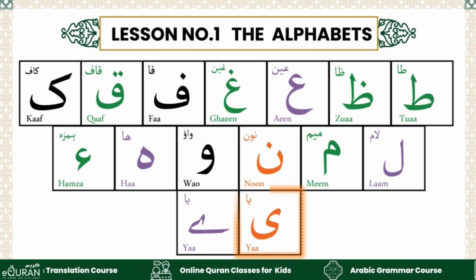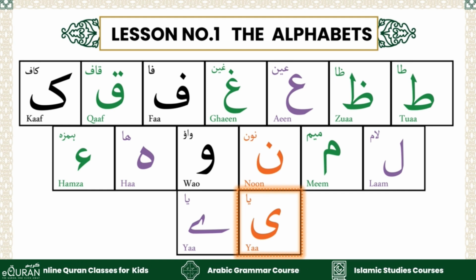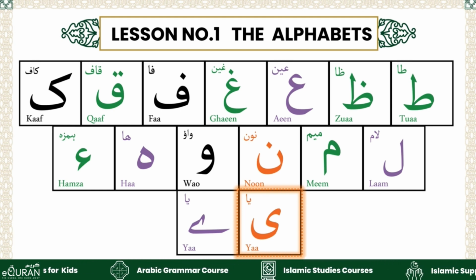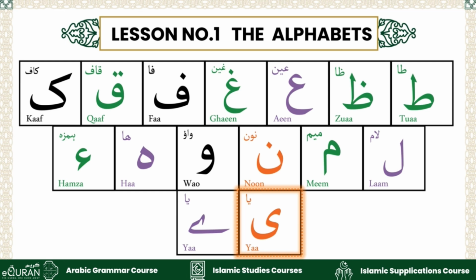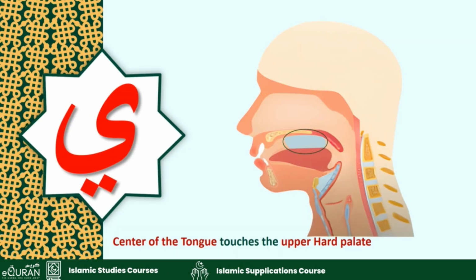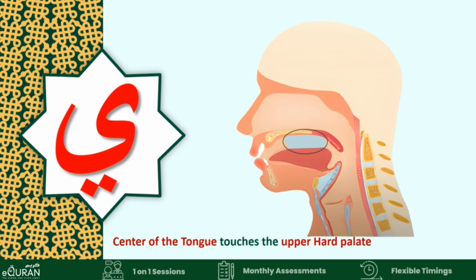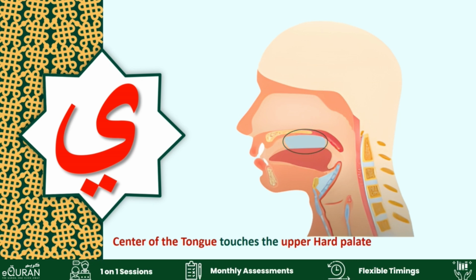Next one is ya, jim, sheen, and ya. Three letters has same makhraj. Center of the tongue touches the upper hard palate. We will touch the middle of our tongue with up hard palate and we will say ya.